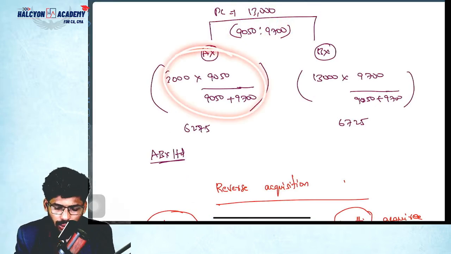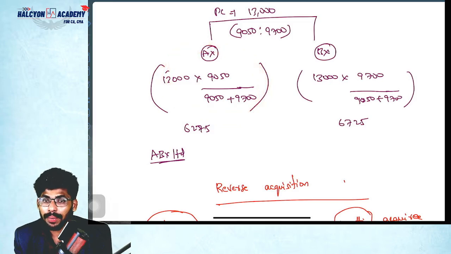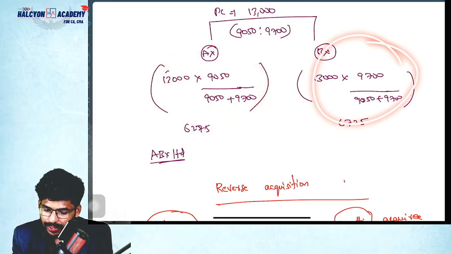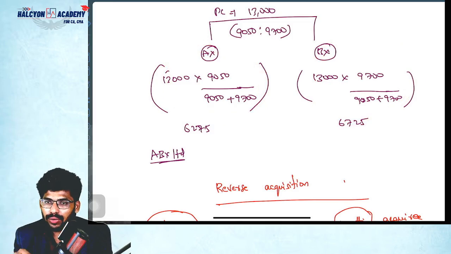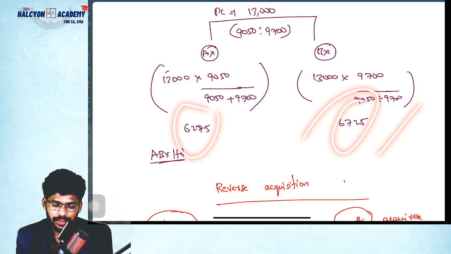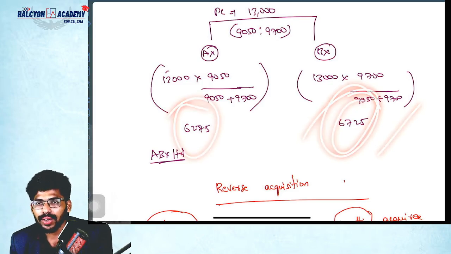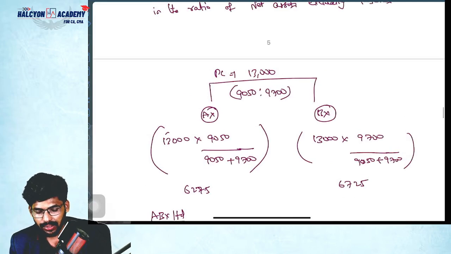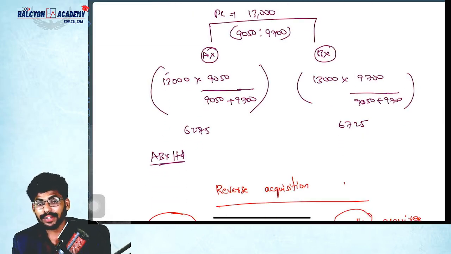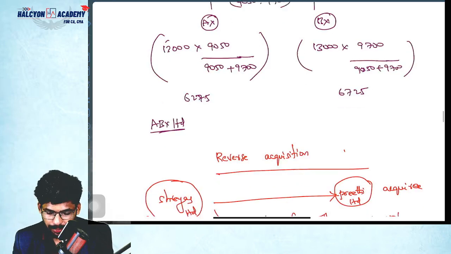Yes, 13,000 into 9,050 divided by 9,050 plus 9,700. Here 13,000 into 9,700 divided by 9,050 plus 9,700. Total 6,275 and 6,725. That is the discharge of purchase consideration to both the companies. Excluding reserves only we are paying. This is the internal reserves, guys. Okay, simple concept.